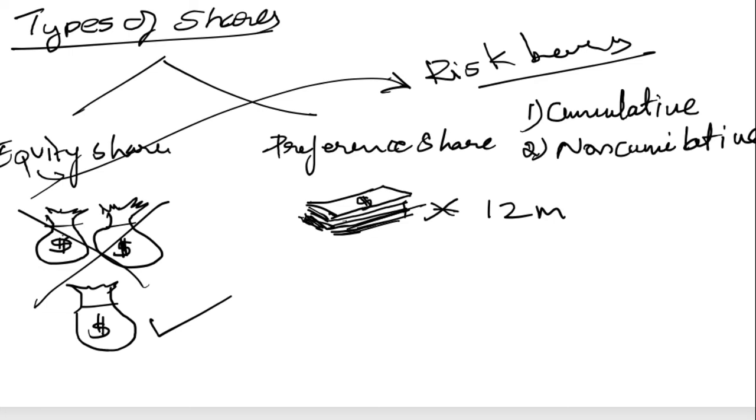The third one is participating preference shares.